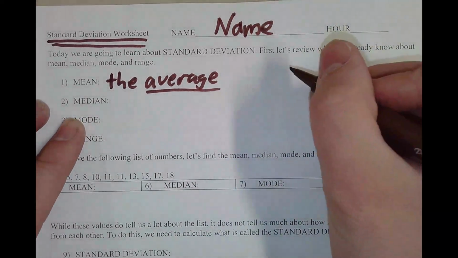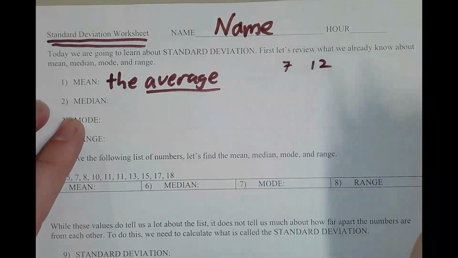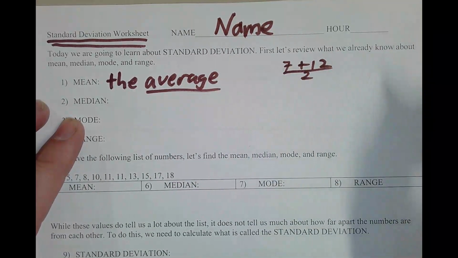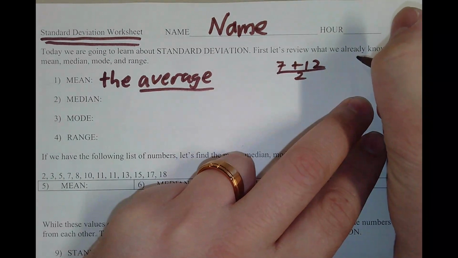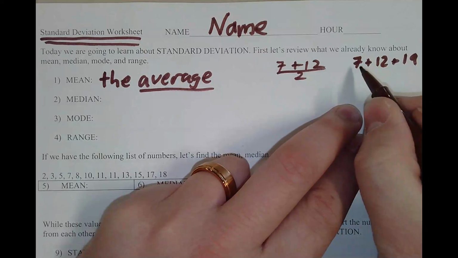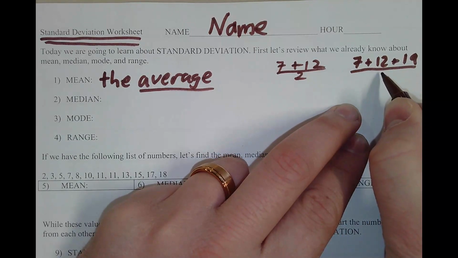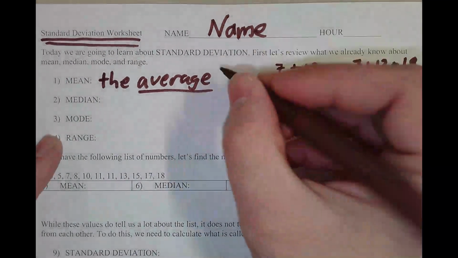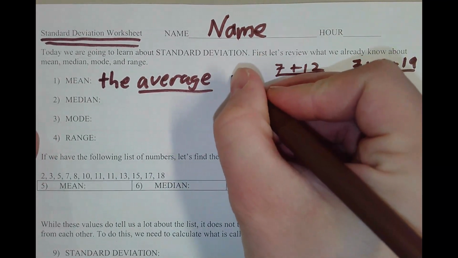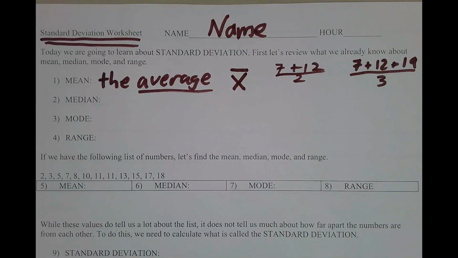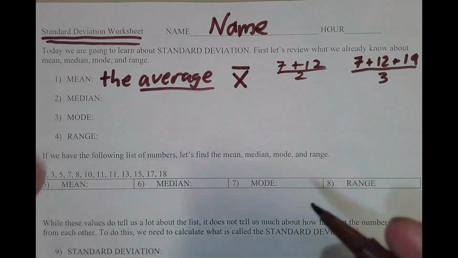For example, what's the average of 7 and 12? If you add them together and divide by 2, you'll get the average. But if you have three numbers, for example, 7, 12, and 19, what's the average of those numbers? You'll add them up and divide by 3. Very good. So it's basically the average of a set of numbers, and we typically use our graphing calculators to figure that out, and it's going to be X bar.